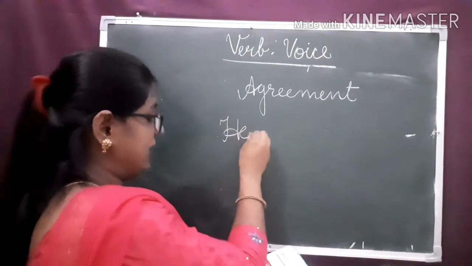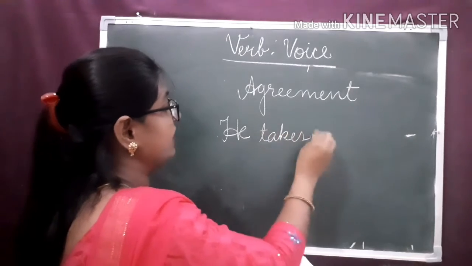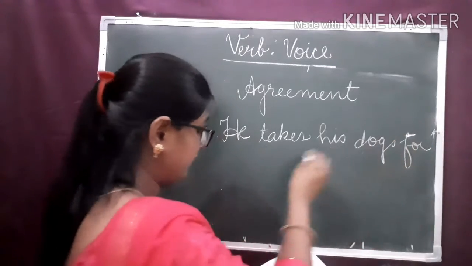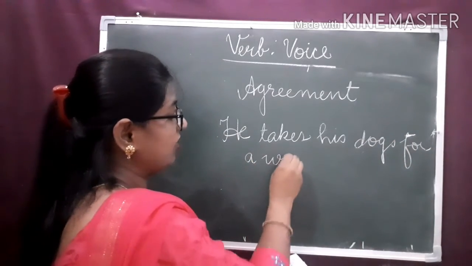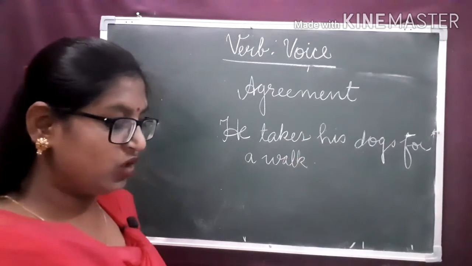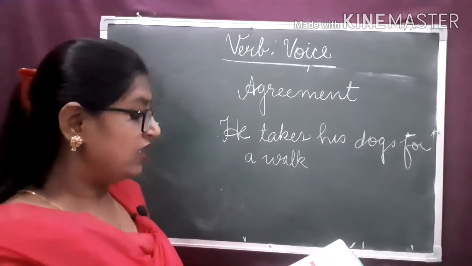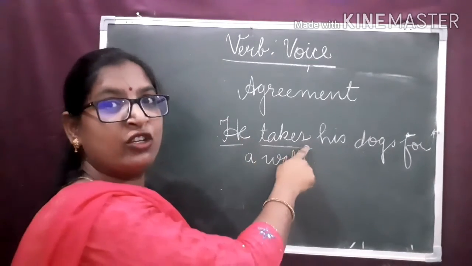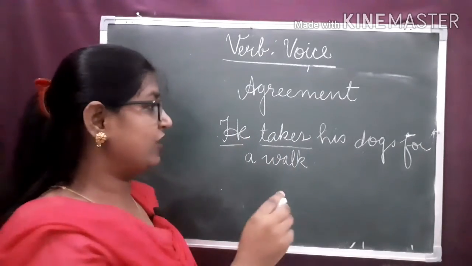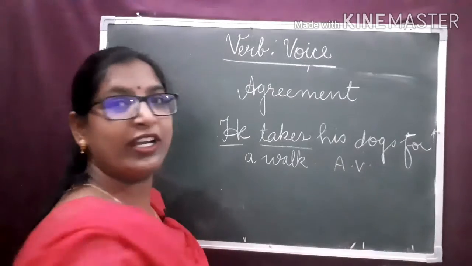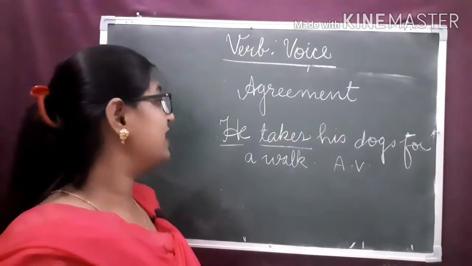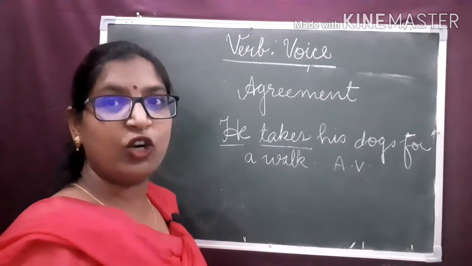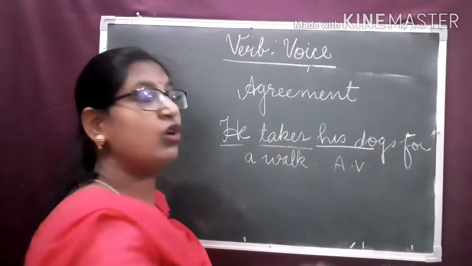For example, he takes his dogs for a walk. Dear children, here he is the subject, takes is the verb. The action of taking is performed by the subject, so the sentence is in active voice. He takes his dogs for a walk. Now dear children, what is the object here? He takes what or whom? His dogs.